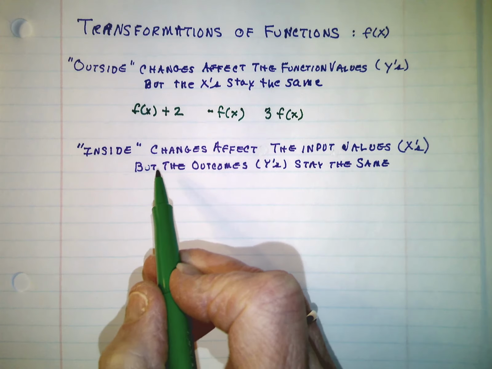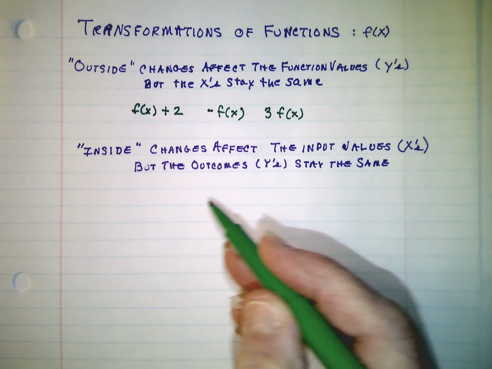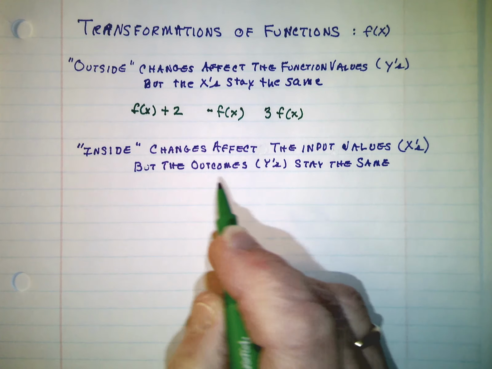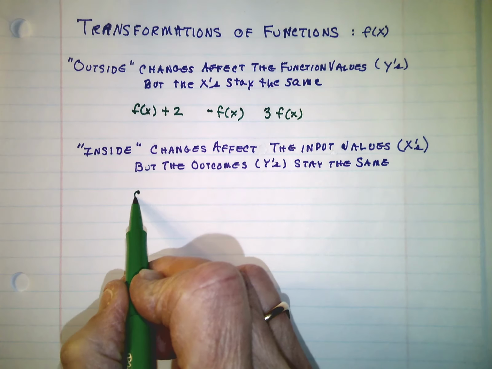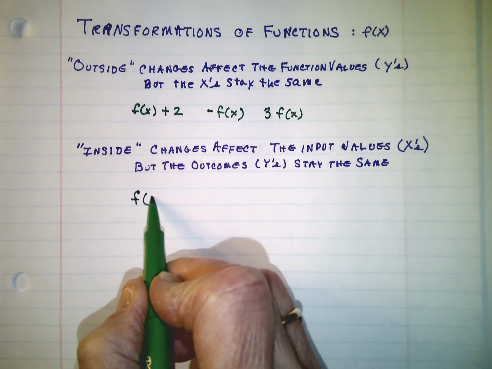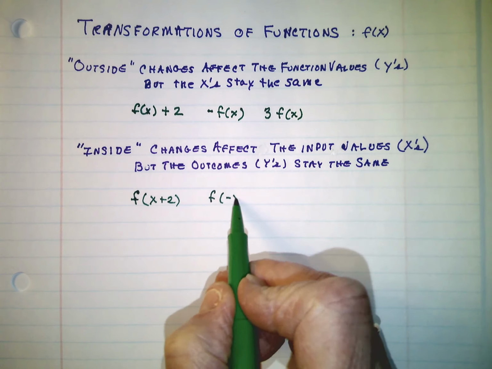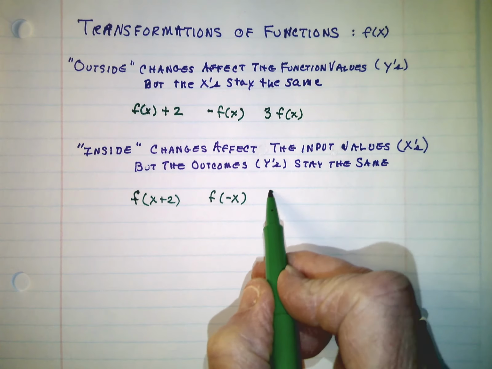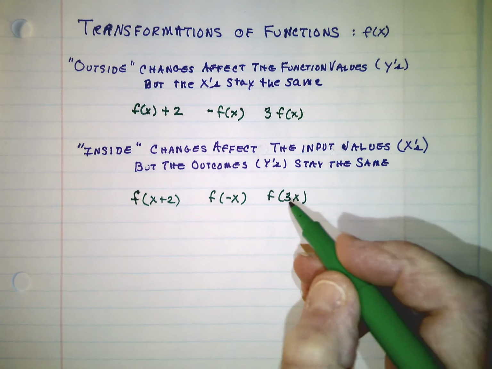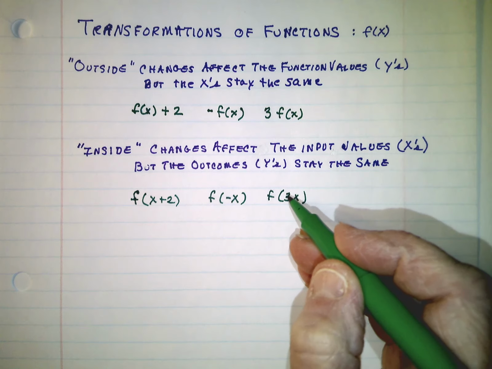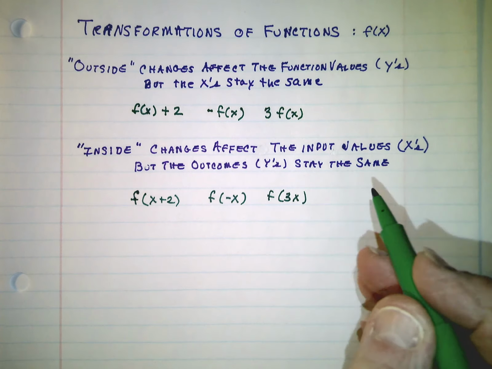If the changes are done inside the f of x, that means we're affecting the x's, the input values. But the outcomes are going to stay the same. So that would be something like f of x plus 2, f of the opposite of x, f of 3x, where the changes are done to the x's on the inside of the function, and then we do whatever the operation is that the function prescribes.